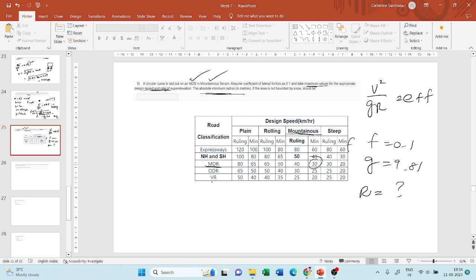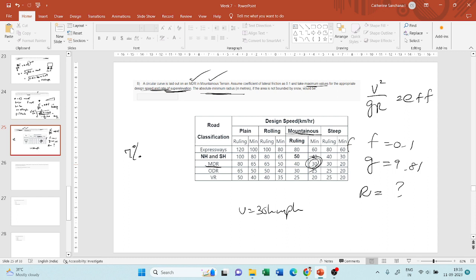Why is it 30? Because they've asked you for absolute minimum radius. When they've asked you for absolute minimum radius, then you have to substitute the absolute minimum speed. Okay, so V is 30 kilometers per hour and the rate of superelevation, we saw that it is 7%.